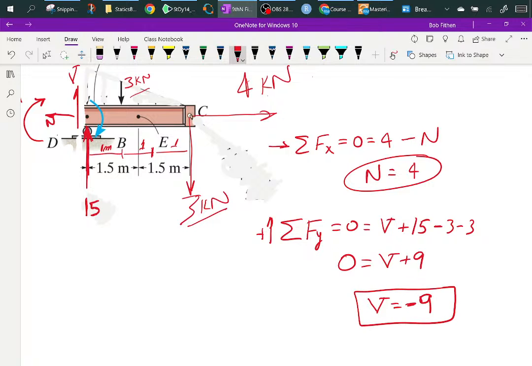So V is equal to minus 9. We can't really make a good comparison of the internal loads at these two different points because they're too far away.